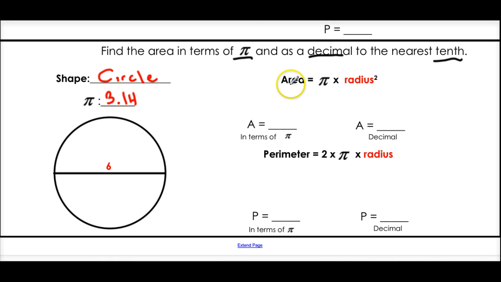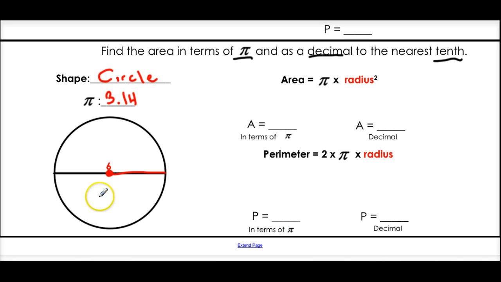Well, we have our formula. Area equals pi times the radius squared. Okay? Now, the first thing we need is the radius, so we can plug it in. And the radius here, I know what you're going to say is 6, but that's incorrect. When it goes all the way across, that's called the diameter. The radius is just half of the diameter, okay?